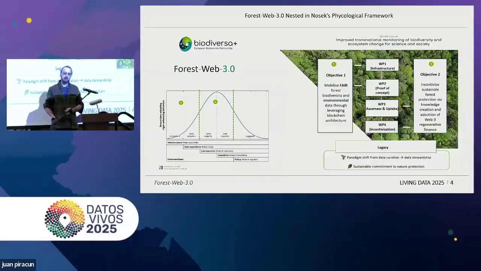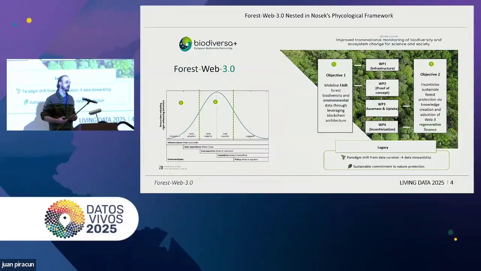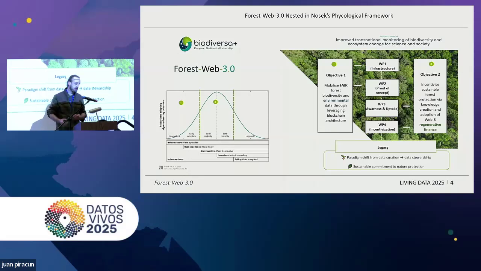And then the second objective is how can we foster sustainable stewardship of forest biodiversity conservation through looking towards incentives like regenerative finance. This harks then into the latter pillars of the behavioral psychological framework, which is how can we make behaviors rewarding.